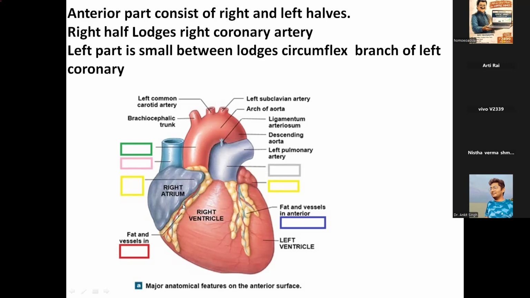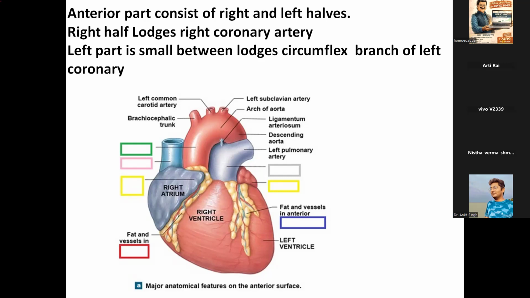So on this coronary sulcus on the right side, the artery that is lodged or residing in this sulcus is the right coronary artery. While on the left side, there is a lodging of the circumflex branch of the left coronary artery. On the right, right coronary artery. On the left, circumflex branch of the left coronary artery.